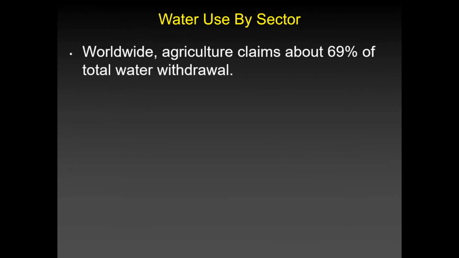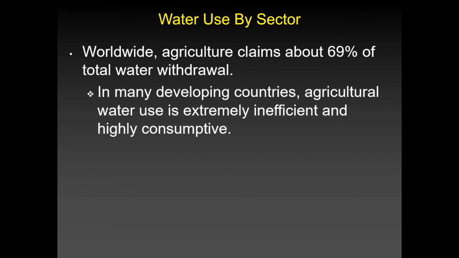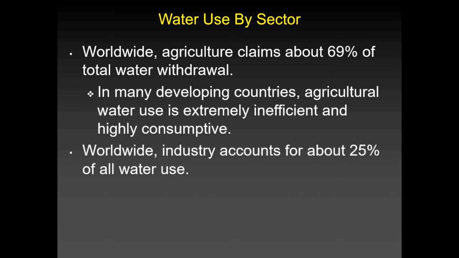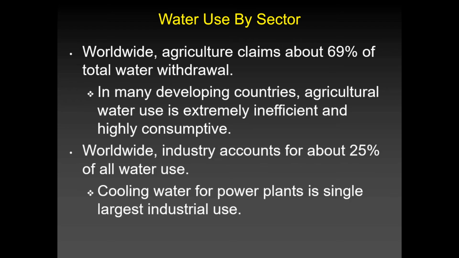So water use by sector. Worldwide, agriculture claims about 69% of the total water withdrawal. In many developing countries, agriculture water use is extremely inefficient and highly consumptive. That's kind of the key to it, is it's inefficient, as in a lot of the water that's used doesn't actually end up helping the crops at all. Worldwide, industry accounts for about 25% of its use. Water cooling for power plants is the single largest industrial use.